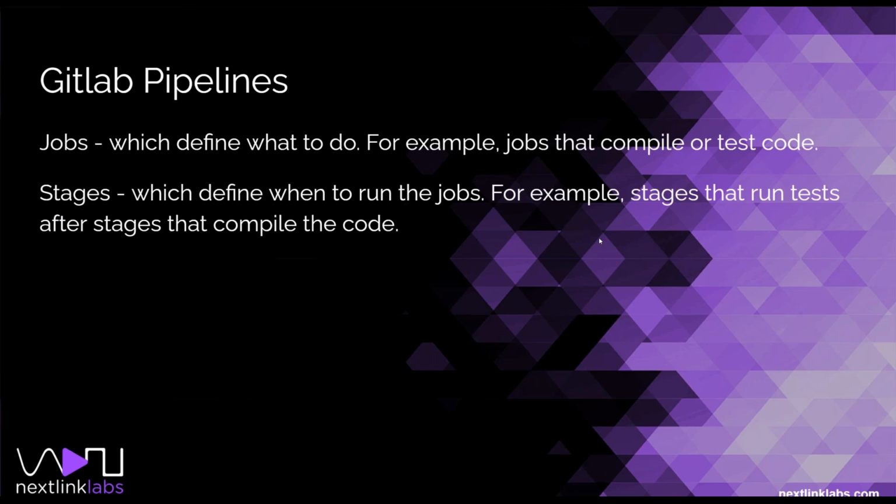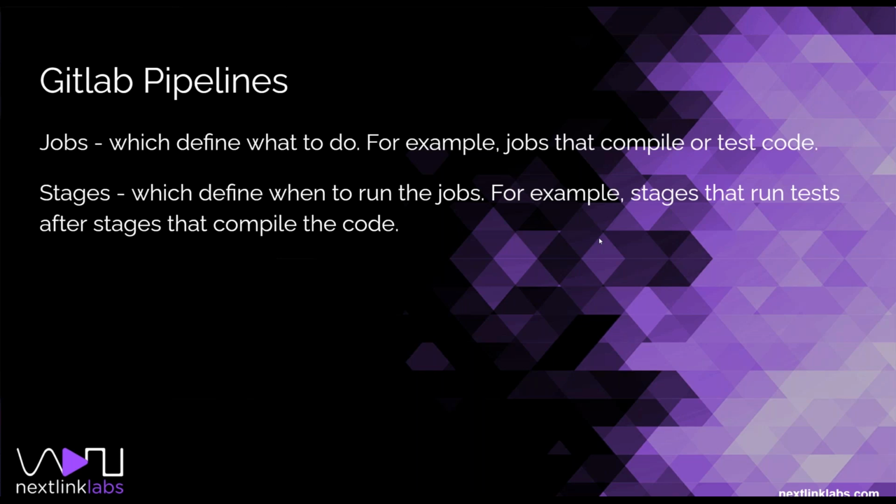So talking about GitLab CI/CD, it's really built out of two main constructs. There's this feature called GitLab Pipelines. This is where all the CI/CD aspects are contained. And there are two main constructs: jobs and stages. Jobs are what actually execute.